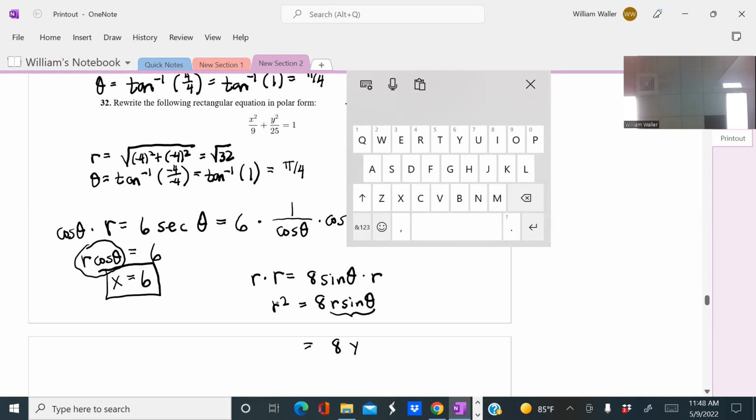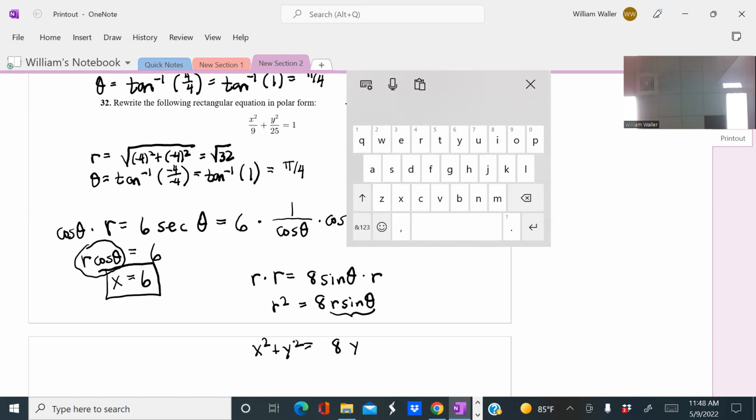And what's r squared? That's x squared plus y squared. So there's the equation in rectangular coordinates. It's just x squared plus y squared equals 8y. That happens to be a circle. So if you graph that, you get a circle. So r equals 8 sine theta in polar coordinates is a circle.